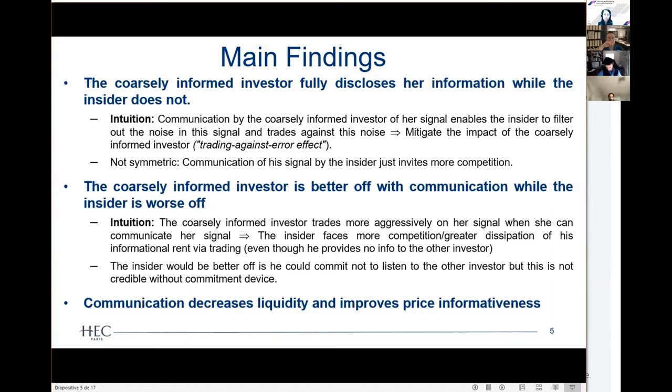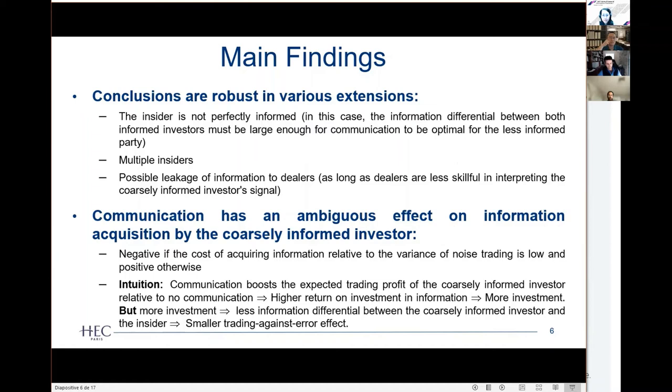And when communication takes place in equilibrium, that's going to decrease liquidity, that's going to make the impact of trades bigger, and that's going to improve price informativeness. And so those conclusions are robust in various extensions of the model. When the insider is not perfectly informed, it just needs to be better informed. When you have multiple insiders, and when it's possible for dealers to observe some information about the communication taking place between the less informed guy and the more informed guy.